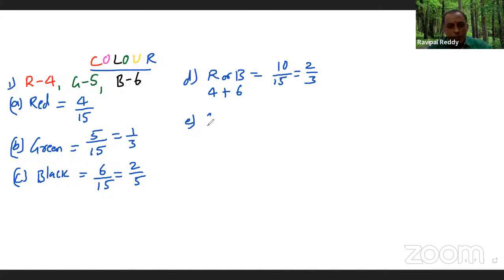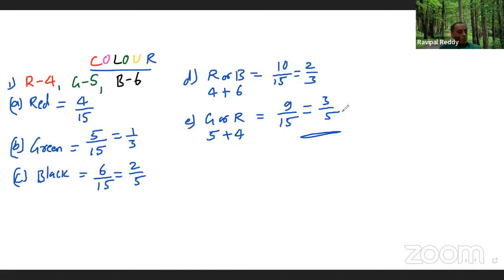Next one, green or red ball. How many green balls are there? 5. Red balls are 4. 5 plus 4 is 9. 9 by 15 is your answer. 9 by 15 means 3 3s, 3 5s. So 3 by 5 is the right answer.